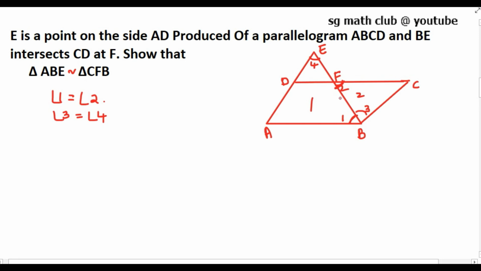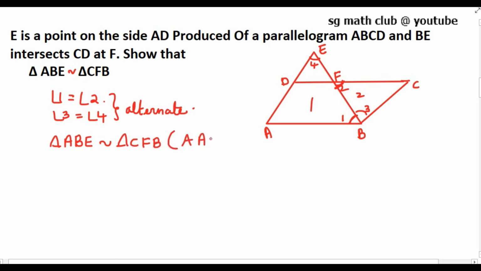We can see that these two sides are parallel, and we can consider again EB as transversal. So from this, angle F is equal to angle B, and angle E is equal to angle B of this triangle. So this is by alternate interior angles. These two angles are equal. Therefore, we can say that ABE is similar to triangle CFB by AA similarity criteria. These two triangles are similar.